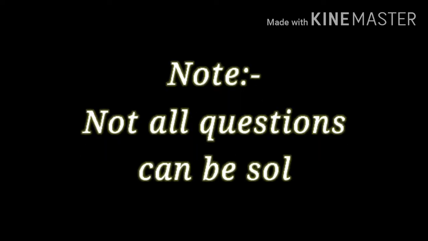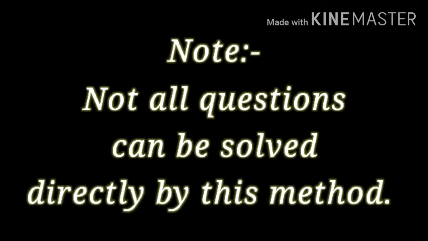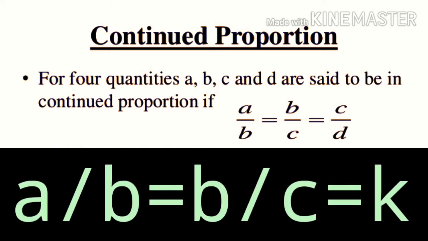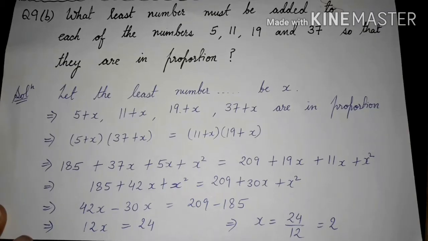Now this method is not appropriate for all the questions of proportion, because in the next exercise, when we do a few more questions, you can see the difference. There we'll use only this thing, A upon B is equal to B upon C is equal to K, because all the questions cannot be solved directly by this method.